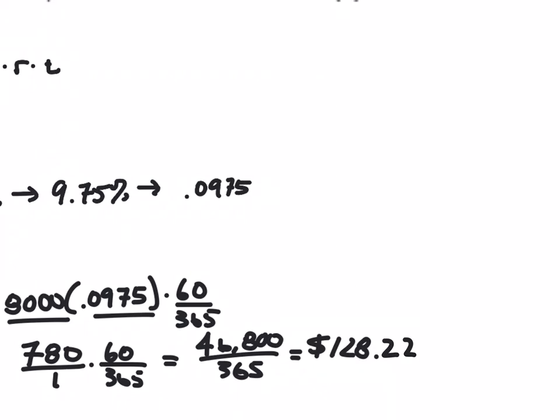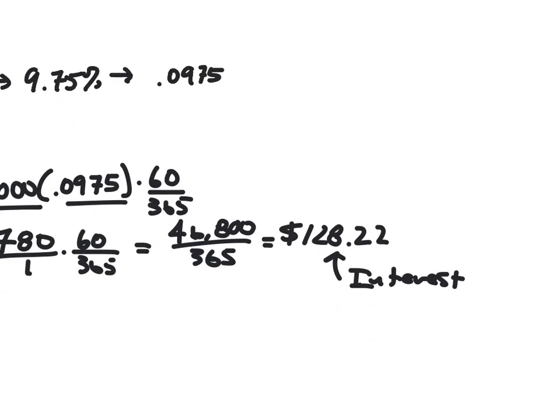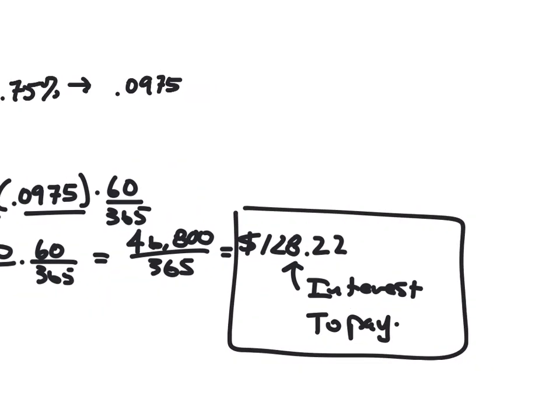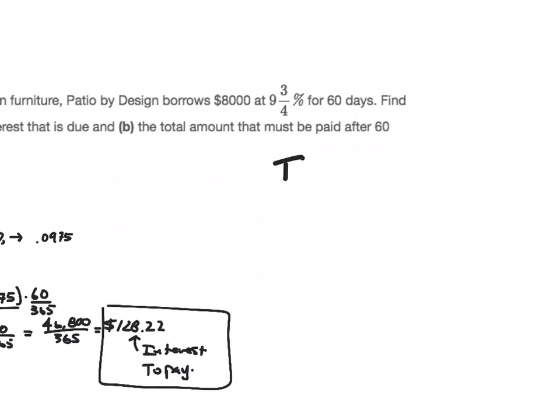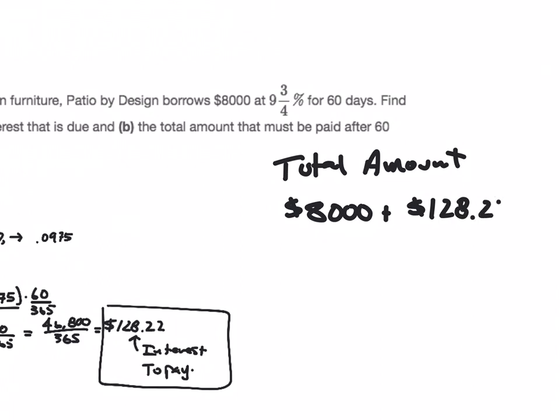And this is the interest that you must pay. Now, what we want out of all this is the entire amount that needs to be paid. So what's the total amount that needs to be paid? The total amount is going to be $8,000 plus $128.22. If I take 128.22 and add 8,000 to it, we're going to get $8,128.22. And that's the total amount that we'd pay.